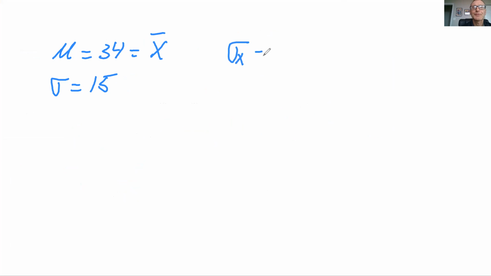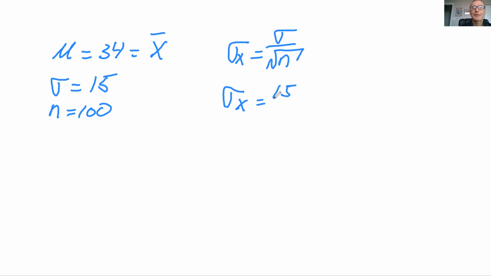So when we take a look at this, we have a mean of 34. And remember, the mean of the sample mean also equals the mean. So that would be 34. Our standard deviation here is 15, but our standard deviation using the central limit theorem is the standard deviation divided by square root of n. In this case, n is 100. So you would get 15 divided by square root of 100, which is 10. And so that would be 1.5.